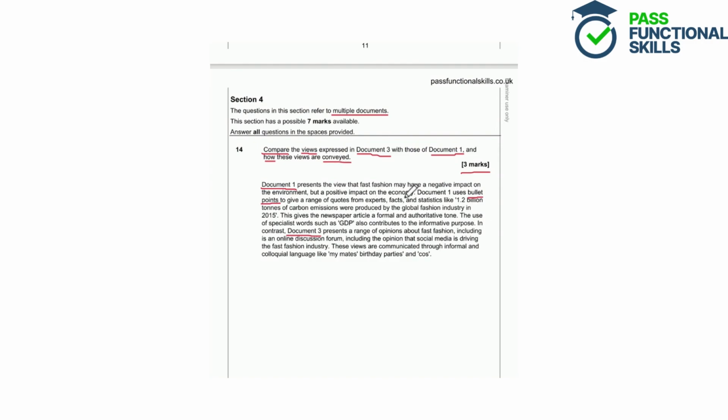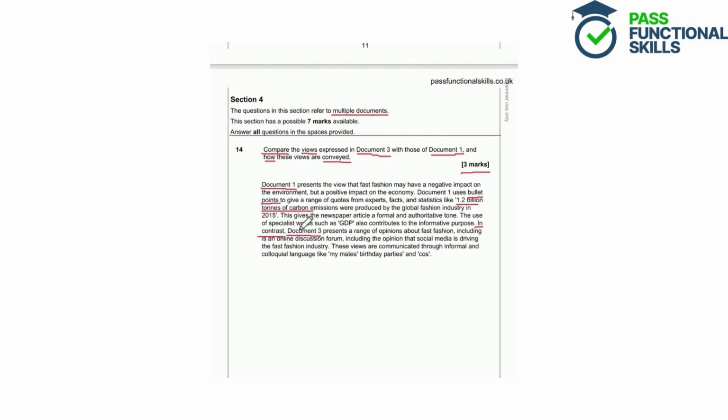And then the student has also used a direct quote from the source as evidence of the methods used by the author. Phrases such as in contrast are really good to use to signpost to the examiner in questions like this. They're really showing that you are comparing.